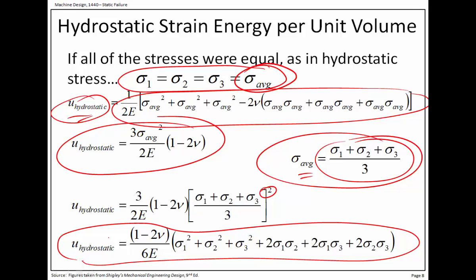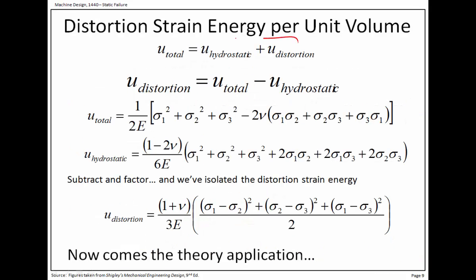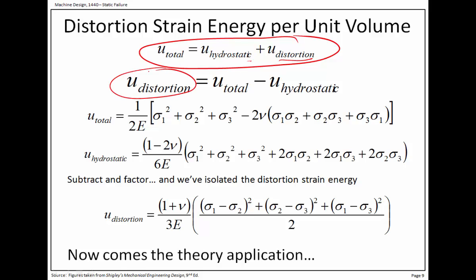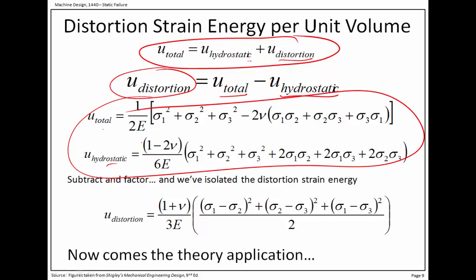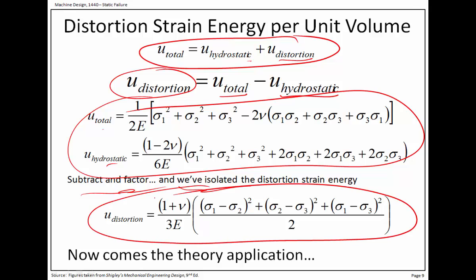That's the hydrostatic stress. Well, let's go back to this equation up here where we said that the total strain energy was going to be that hydrostatic plus the distortion. But it's the distortion energy we want to find. So we take the total and subtract the hydrostatic. All right, so if we do that, take the total and the hydrostatic, these were from the previous couple slides, and we just subtract those two and do some factoring, we find that this is the distortion energy.